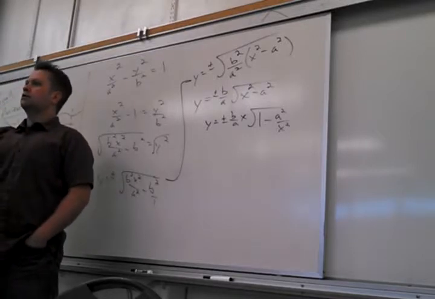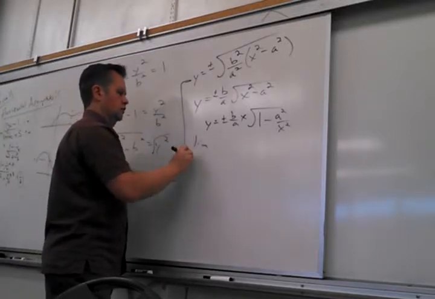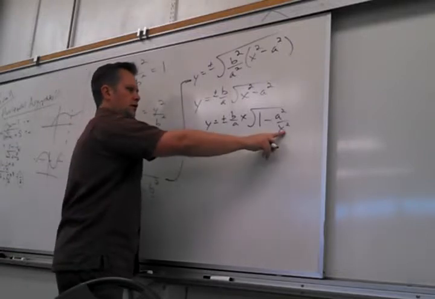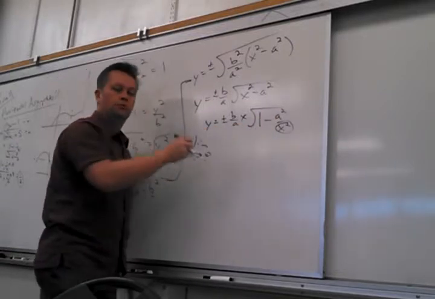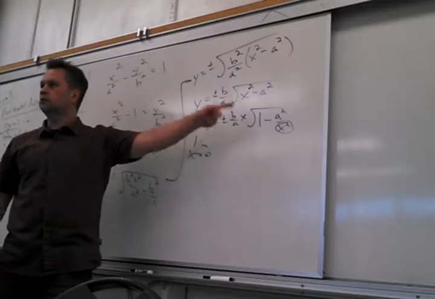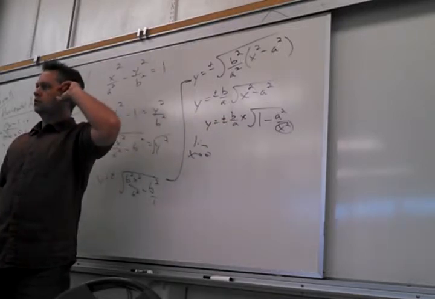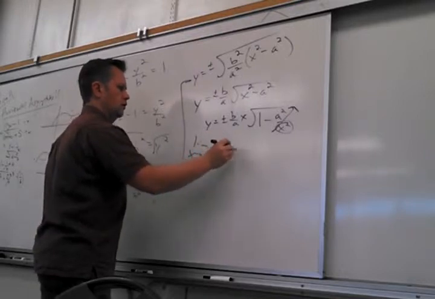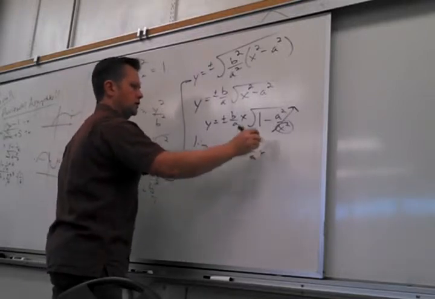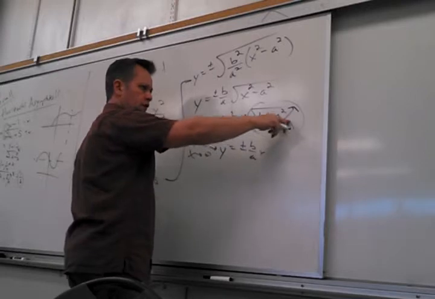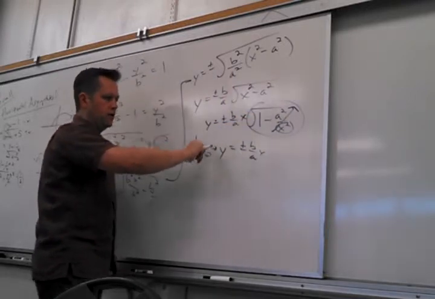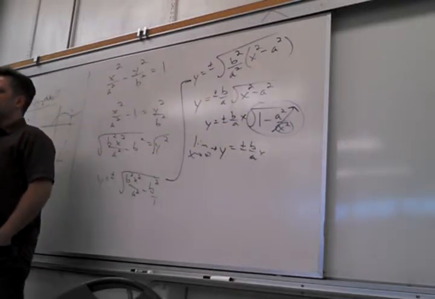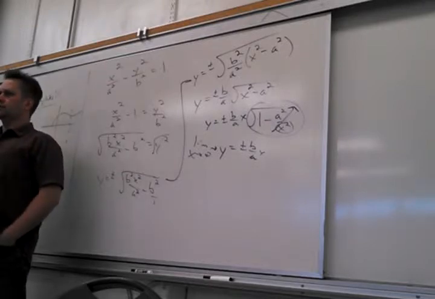Now what happens when x gets really big? Think about the inside first, because that's going to grow faster than that will, right? It approaches 0. So this approaches 0, so the whole thing approaches 1. So b over ax. This goes to 0, so the square root of 1 is 1, so that approaches this. That's why those are the asymptotes.